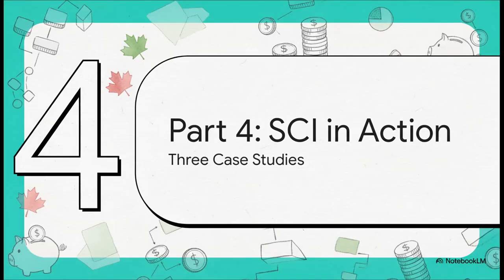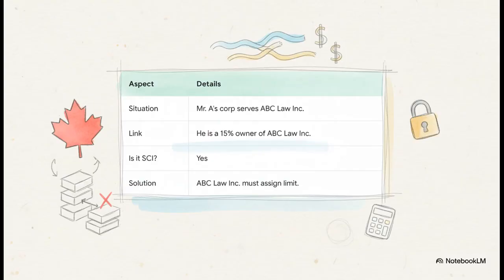Okay, enough with the theory. Theory is one thing, but tax is all about seeing how these rules work in practice, right? So let's jump into part four and look at three classic case studies. This is where it all comes together. First up, let's talk about a lawyer, Mr. A. He's got his own personal law corporation, and it provides services to a bigger firm, ABC Law, Inc., where he also happens to be a 15% owner.